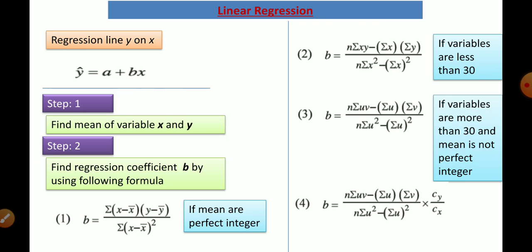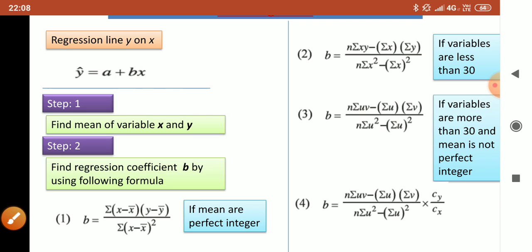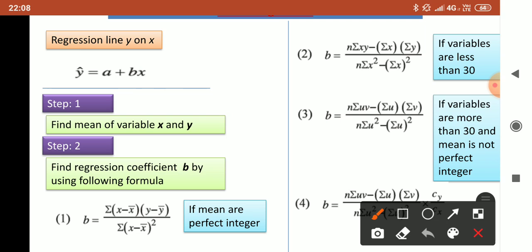Your chapter name is linear regression. First of all, you have to find the regression line y on x. You can see here the regression line y on x is given. So what is the formula of the regression line y on x? Y cap equals a plus bx.